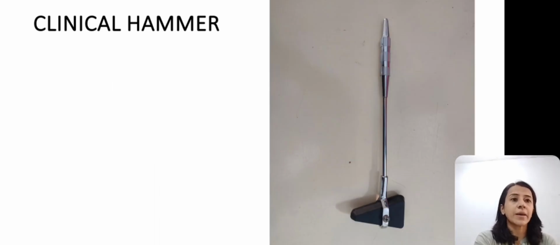This is the clinical hammer. It is used to assess various reflexes, or you can say jerks, like biceps jerk, triceps jerk, okay? They can be elicited by the clinical hammer.